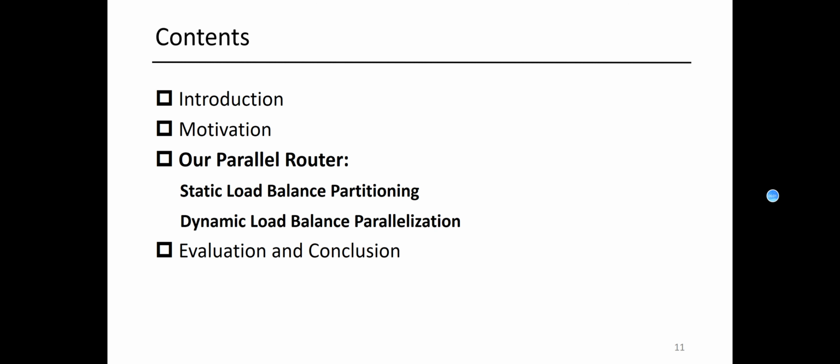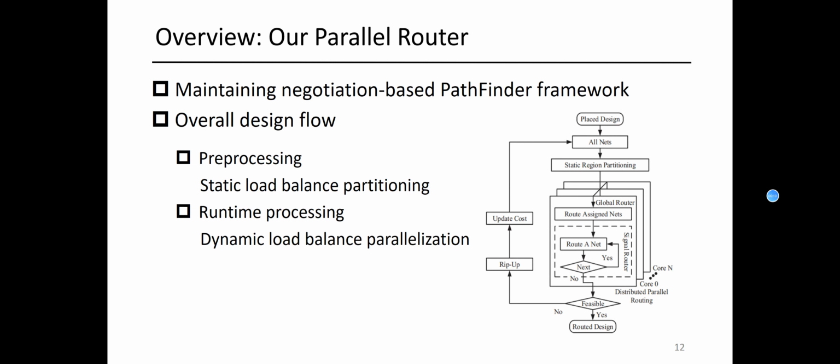Now our parallel router is introduced. It consists of static load balance partitioning and dynamic load balance parallelization. In our parallel router, we still maintain the negotiation-based Pathfinder framework to find a feasible solution. In the pre-processing, the static load balance partition is performed before parallel routing. In the runtime processing, the dynamic load balance parallelization is performed at runtime.